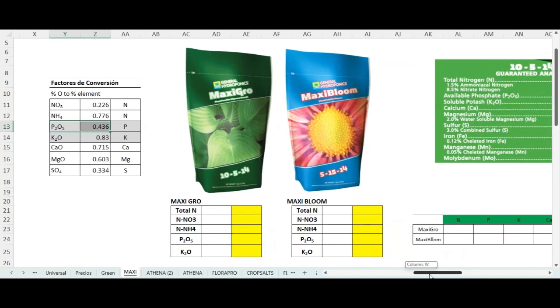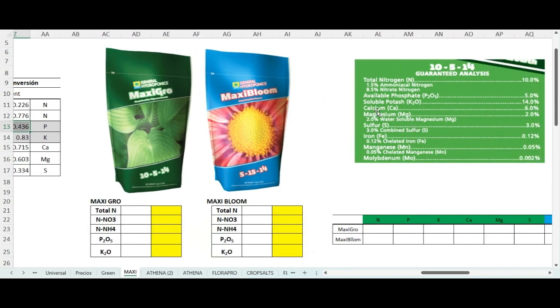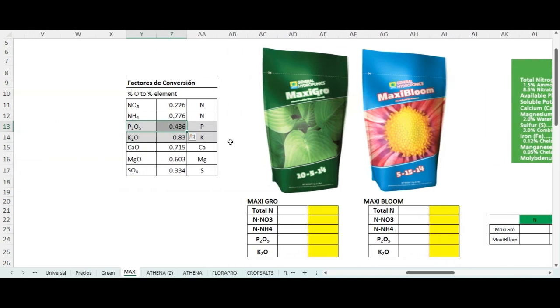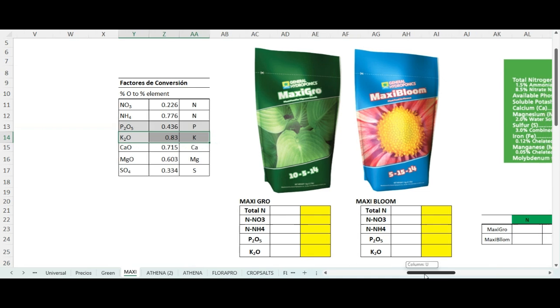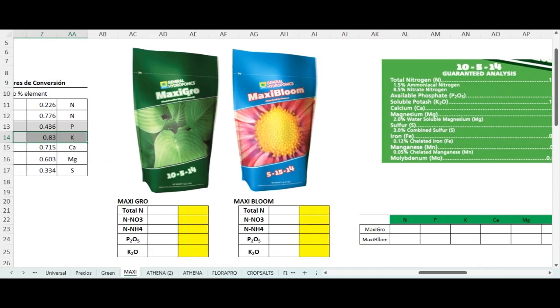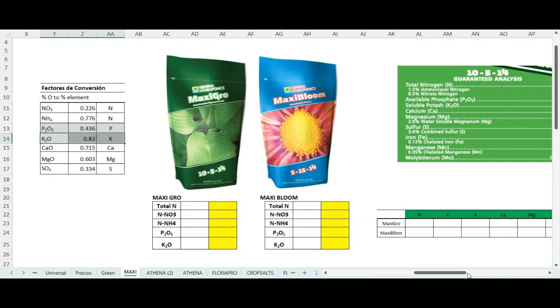And the same goes for the potash. You have K2O, you multiply 14% times the conversion factor, which is 0.83, and then you get this potassium. So let's do it in this Excel sheet.